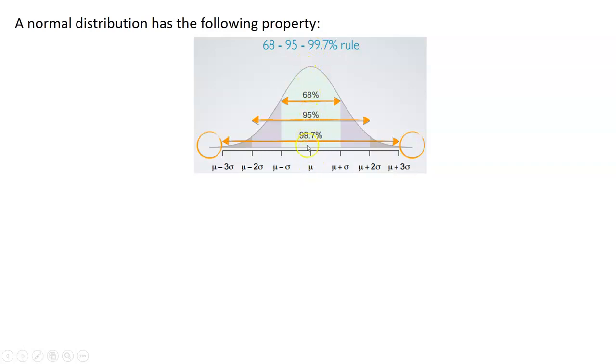This is my mean here, and one standard deviation above and one standard deviation below. This covers 68% of the values within the whole distribution. If I go 2 standard deviations above and 2 standard deviations below, so that's the green and the purple part, that contains 95% of all of the values within the distribution. And then if I go 3 standard deviations above and below, that contains 99.7% of the values. This is true for all normal distributions.